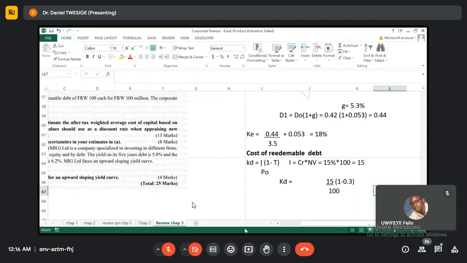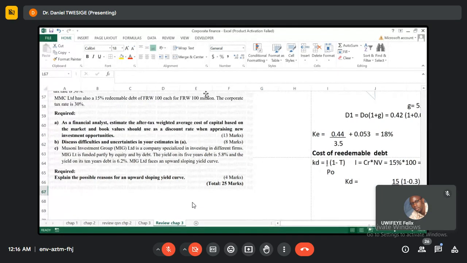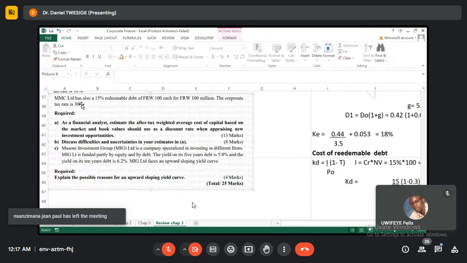We assume again. What have we assumed again? Because it is irredeemable. Yeah, that's the first thing. Because in this case, you have a debt, but the debt has not been given the period to redeem. Maybe that is the reason on number B.